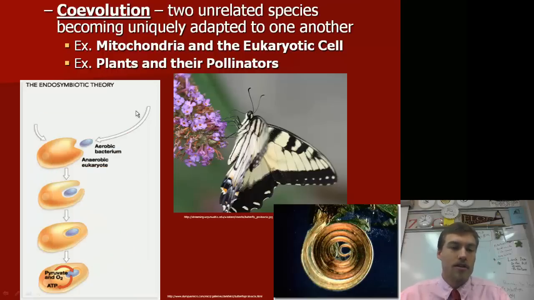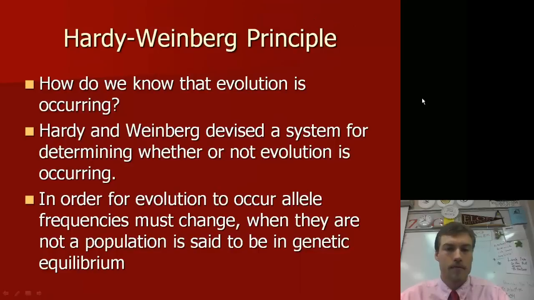There's the endosymbiotic theory, which again we discussed when we did our cell unit. So those are our different types of evolution. How do we know that evolution is actually occurring? Okay. Well, Hardy and Weinberg devised a system for determining whether or not evolution is occurring.